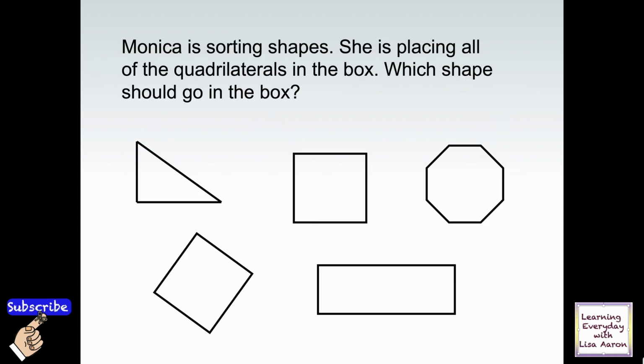Monica is sorting shapes. She is placing all of the quadrilaterals in the box. Which shape should go in the box? It's a quadrilateral. Quad. What does quad mean? It means 4. Laterals are the sides, right? They're the quadrilaterals. Quadrilateral means 4 sides.